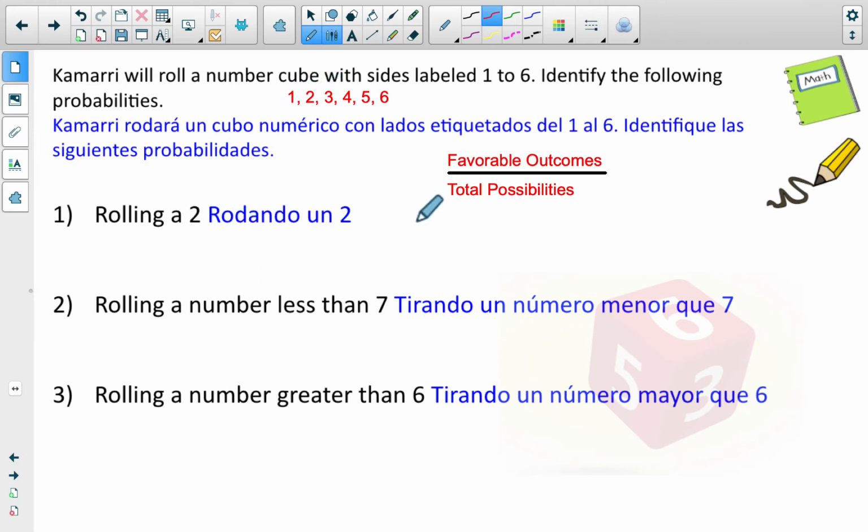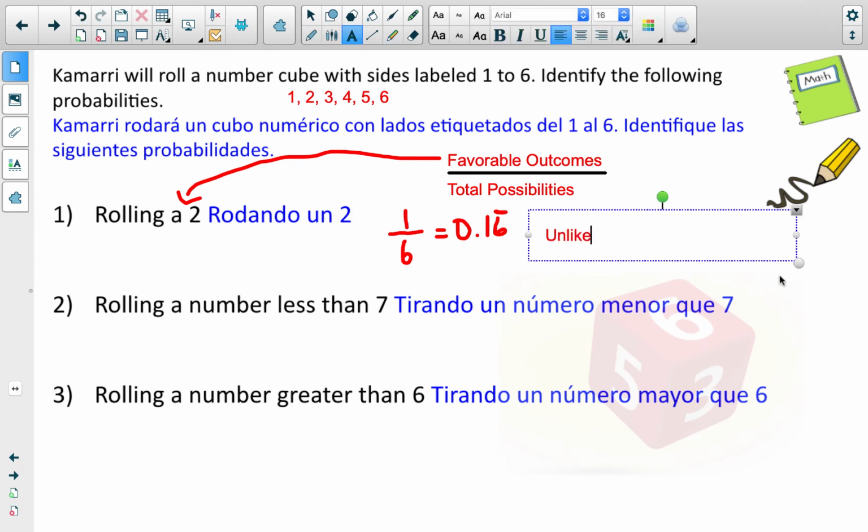Now, rolling a 2 represents one of those choices. So the likelihood it's going to land on what you're looking for, so the favorable outcome here is rolling a 2. That's what you're looking for. There's only one of those out of the total possibilities of 6. 1, 2, 3, 4, 5, 6. Okay? So that probability is 1/6. Now, you can change that into a percent or decimal. I'll just change it into a decimal. It's going to get 0.16 repeated.